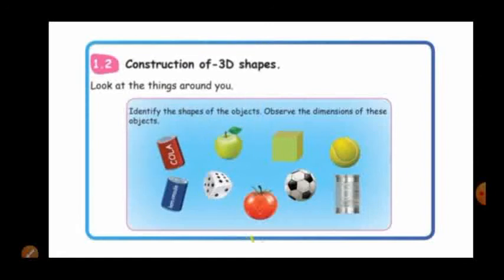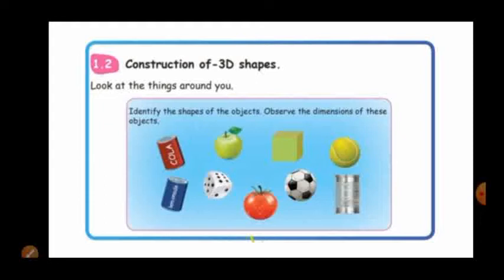Construction of 3D shapes. Look at the things around you. Identify the shapes of the objects. Observe the dimensions of these objects. The first one Coca-Cola bottle, second one berry, third one cube, fourth one sphere, next one battery cell and dice, after that tomato, after that football and after that tin. These are all the 3D shapes around us.